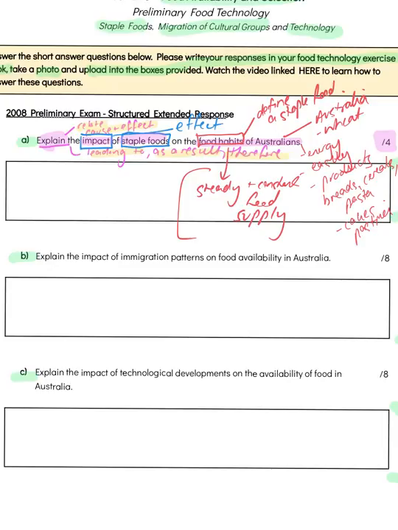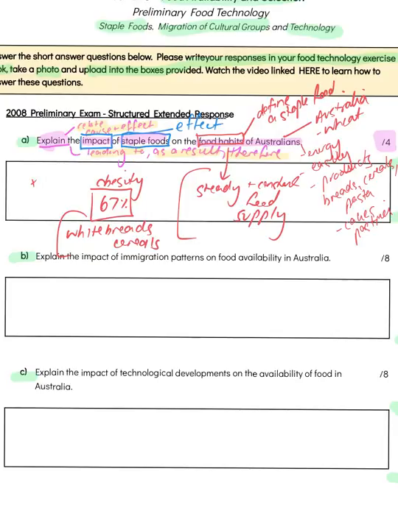Now, another effect is the fact that a lot of Australians actually have obesity. So 67% of Australian adults are either overweight or obese. And this can be due to the processed staple food that we have access to, like white breads and white cereals and grains. So that could be one of the negative impacts of staple foods in Australia.